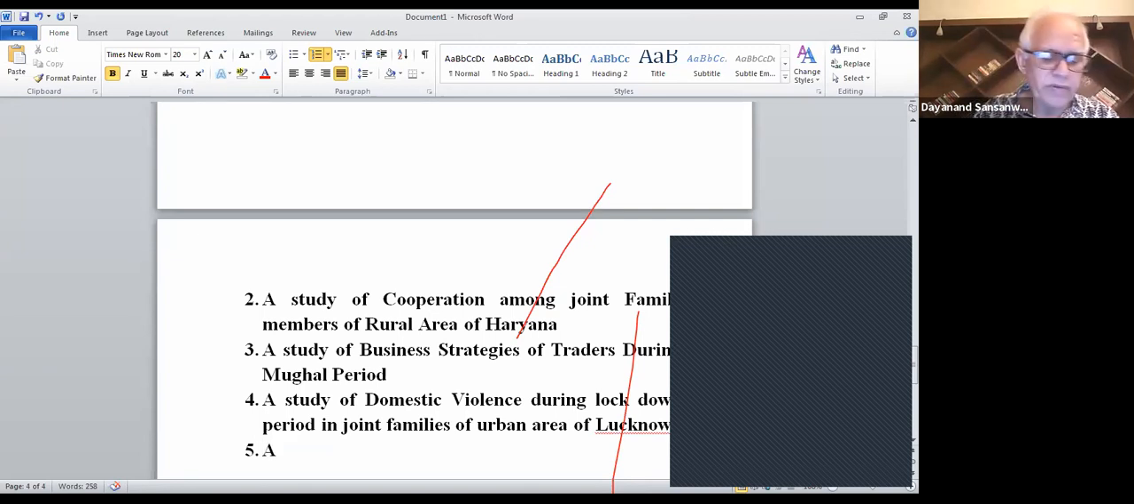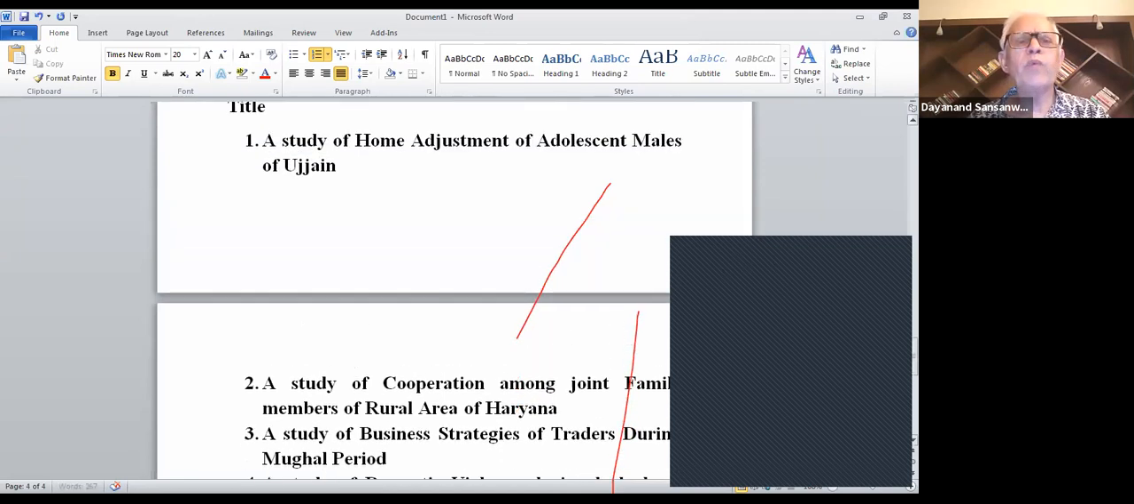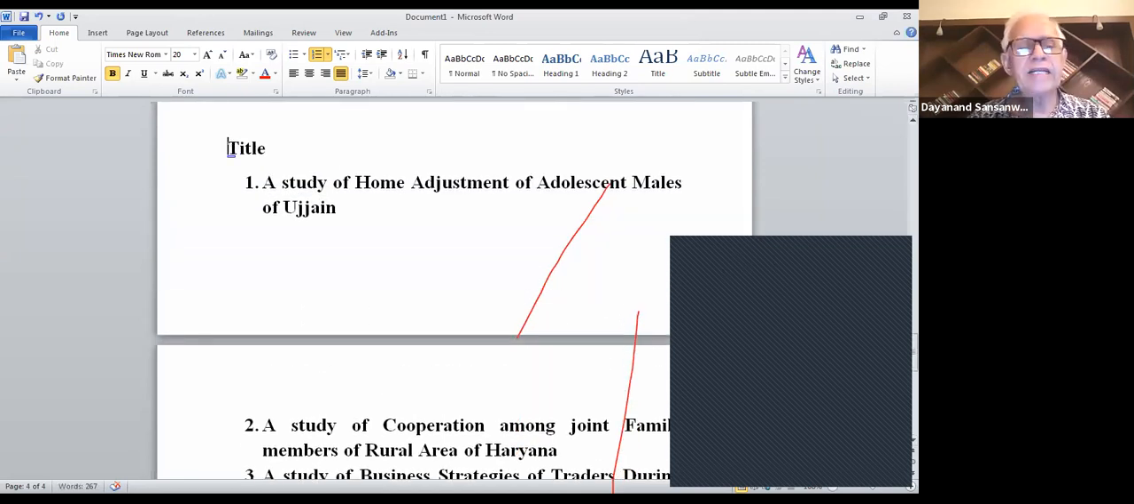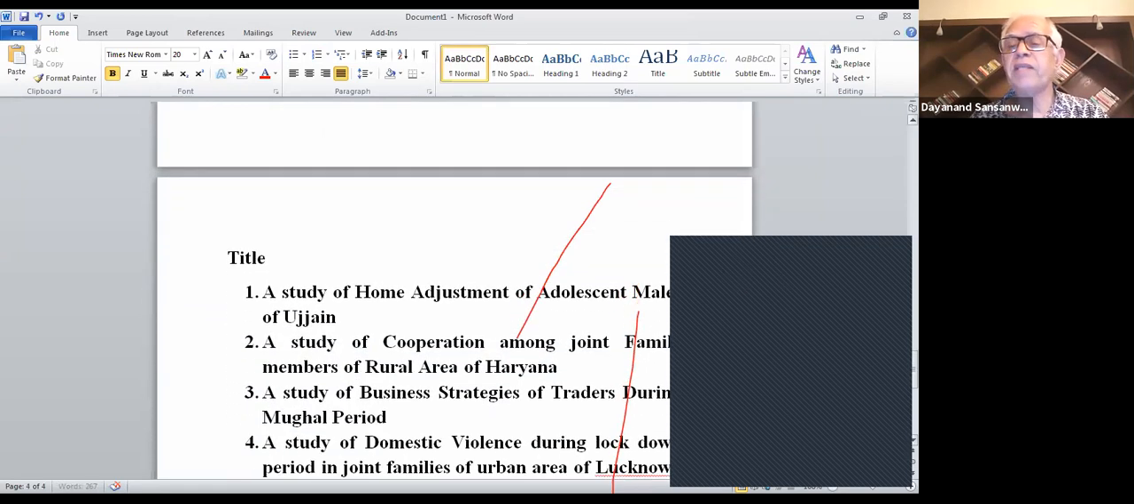A study of activities of retired males of Indore. See, I have given you some of these titles, and now let us see where you can get data which will be qualitative in nature.